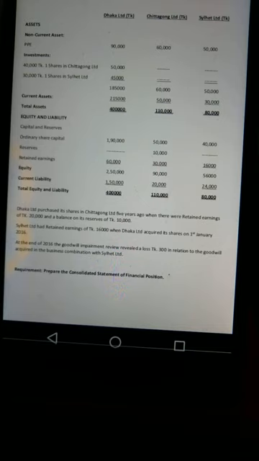Next, we can see the retained earnings for these three companies. Then we have the total equity for these three companies, then the current liability and then the total equity and liability. So I think we have understood the balance sheet. Now let's talk about the other information given below.